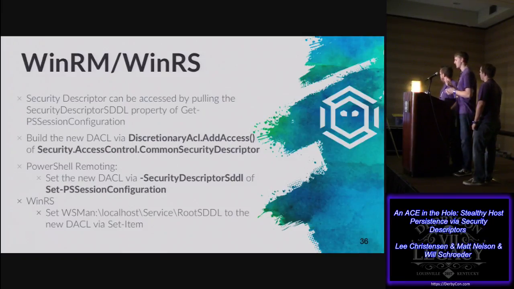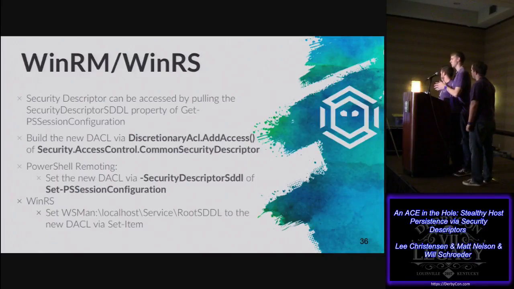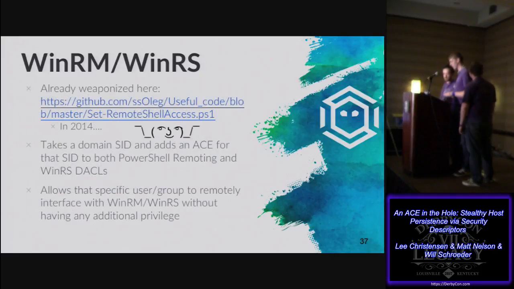So we can use Get-PSSessionConfiguration, which will give us the actual security descriptor for PowerShell remoting. We can use Set-PSSessionConfiguration after we add to the discretionary ACL, which is the DACL. So we create an ACE for our backdoored user, add it to the DACL for WinRM or WinRS, and then actually apply it with the Set-PSSessionConfiguration cmdlet.